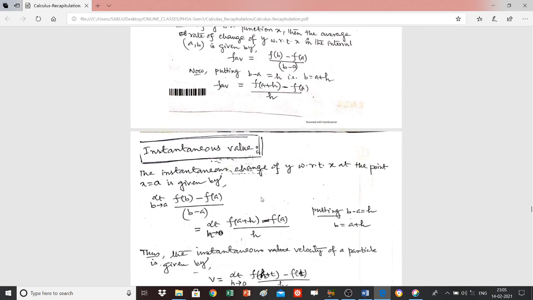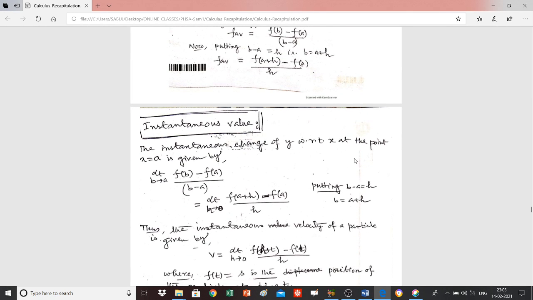So now the instantaneous value of y with respect to x at the point x equal to a is given by, this is another important relation, the limit b tends to a of f(b) minus f(a) by b minus a, that is equal to the limit h tends to 0. In this case b minus a is replaced by h. So b is equal to a plus h, just substitute this. So limit h tends to 0 of f(a plus h) minus f(a) by h. This is the required important relation through which we can find the instantaneous value of y with respect to x.